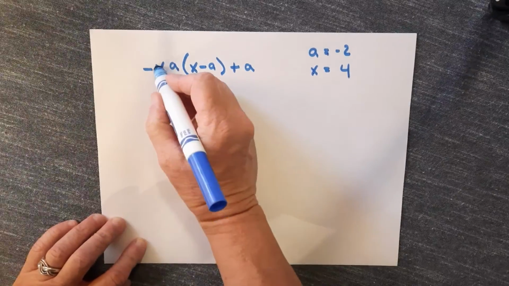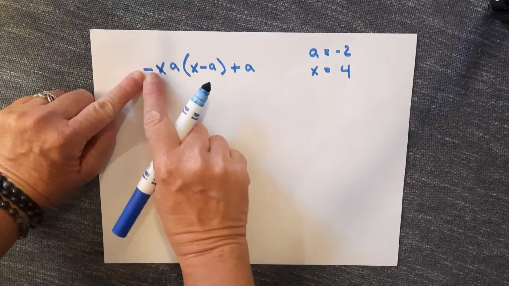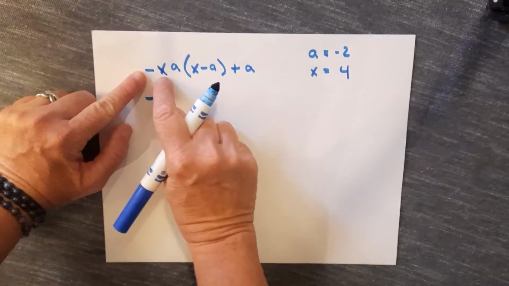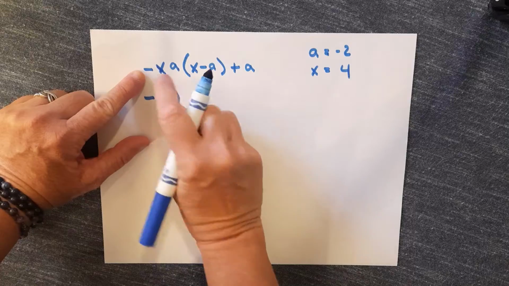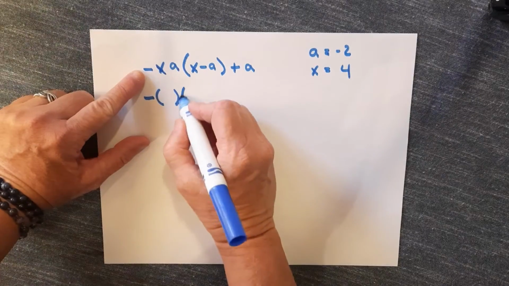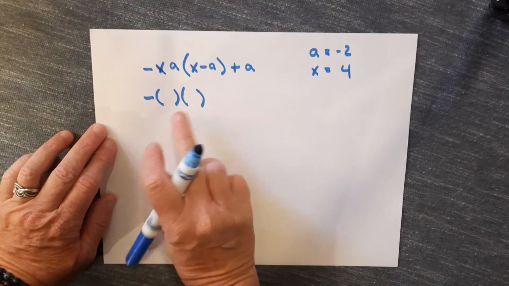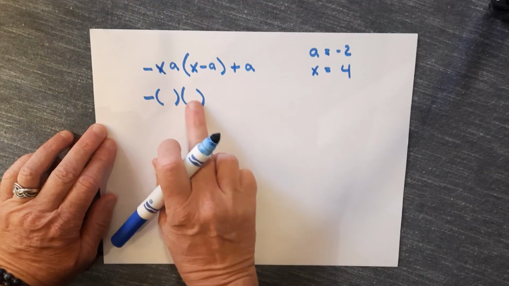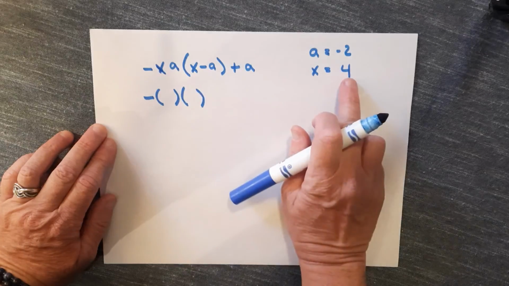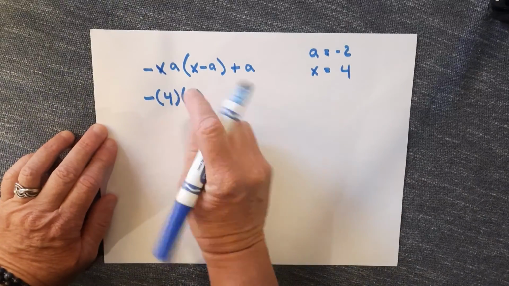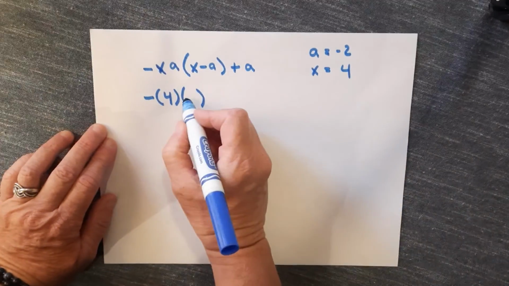So let's do this again. We're going to take this negative sign and rewrite it. Now we're going to put parentheses that stand for this x and another set of parentheses that stand for this a. X is being multiplied by a, so if we put them both in parentheses, we know that we're going to multiply them. This x is equal to 4, and a is equal to -2.